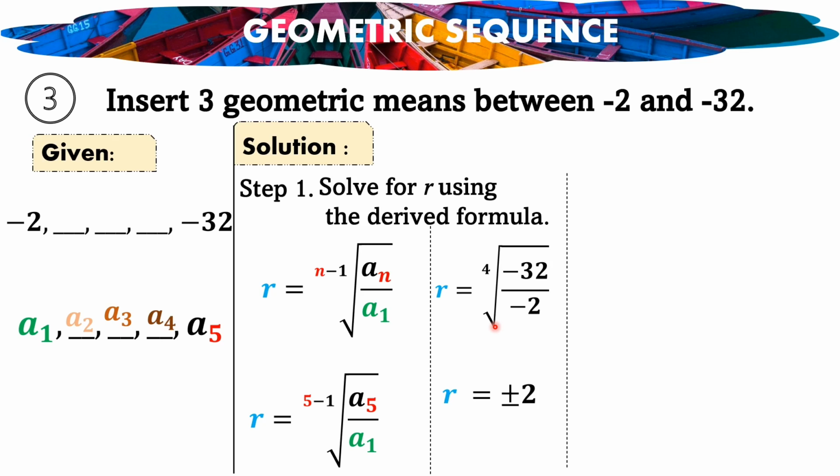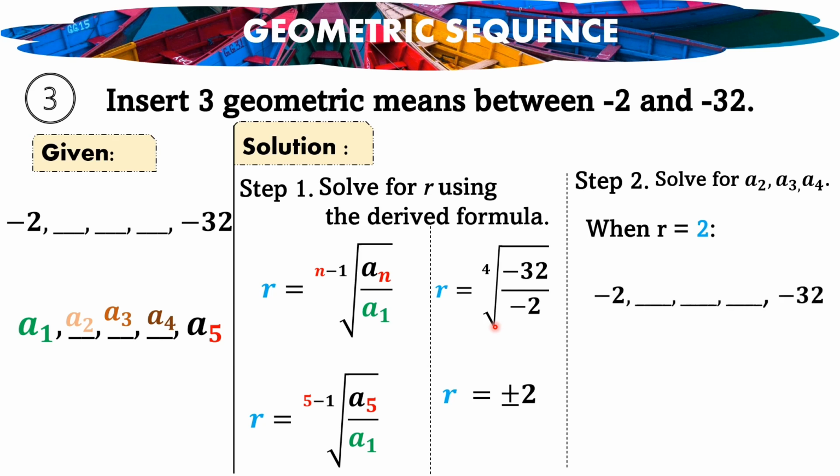So step 2, solve for the three geometric means. Let's start with r equals 2. Multiply the first term and the root that is equal to 2. Negative 2 times 2 is negative 4. Negative 4 times positive 2 is negative 8. Negative 8 times 2 is negative 16. To check, let us continue. Negative 16 times 2 is negative 32. So our r is correct.